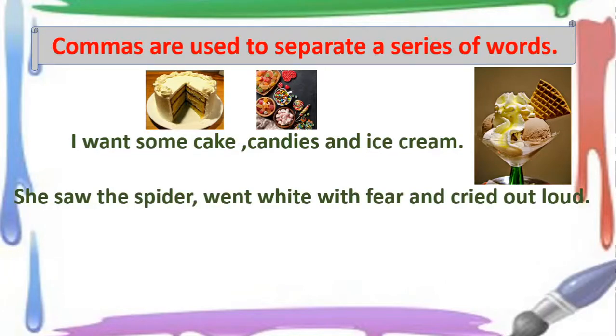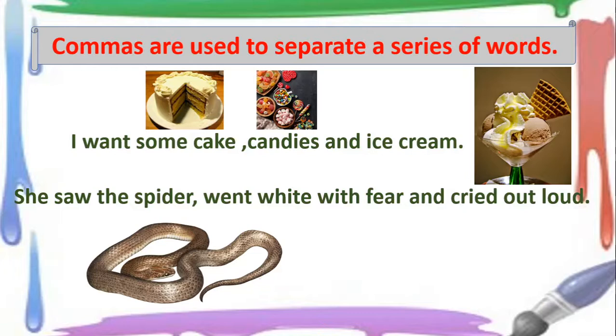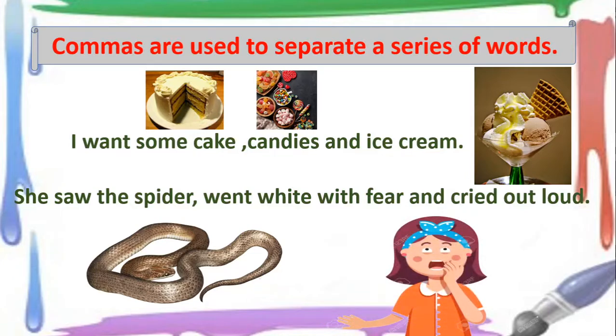She saw the snake, and she went white with fear and cried out loud. So see, there are 3 things which she's doing. Here I have a picture of a snake and I've written spider, take it as a snake, okay? She saw a snake. So the first thing she did was, she saw something very fearsome. She went white with fear. So when you see something, what happens? The blood from your face drains out and you become white. And then she cried out loud.